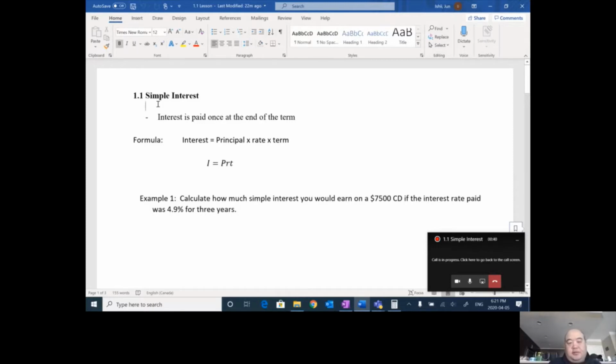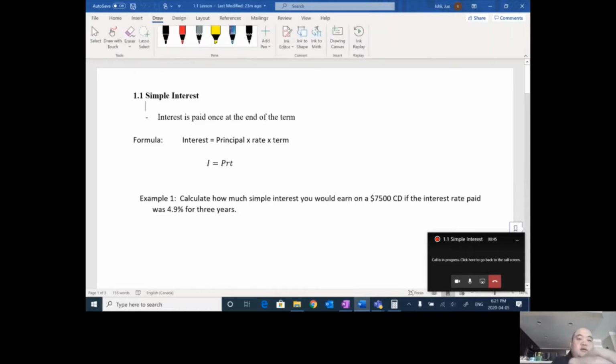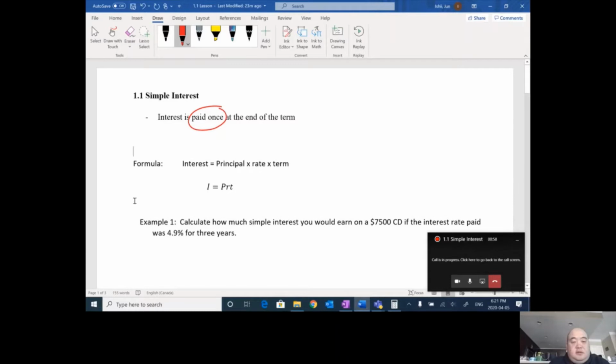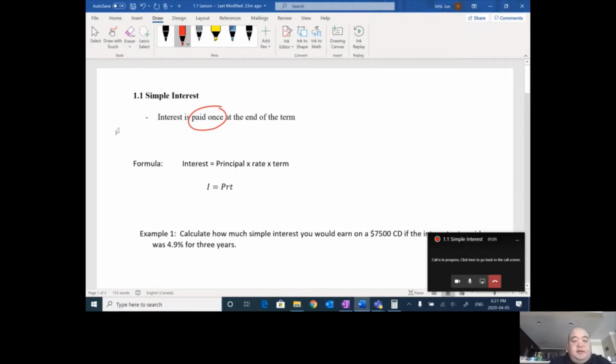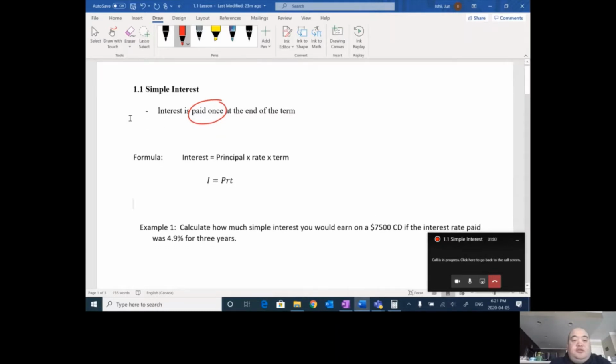Today, simple interest. The key thing here is that it is paid once at the end of the term. Simple interest is always paid once. And the formula is interest equals your principal times your rate times the term. So in other words, I equals PRT.